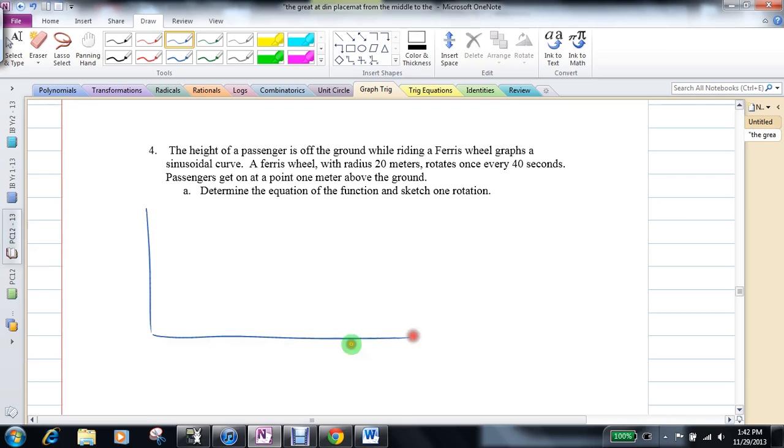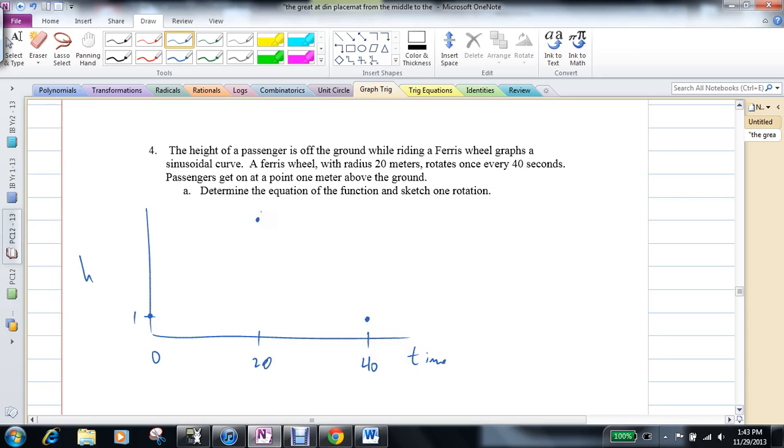So as you know, time is always independent, and time should be along the x-axis, and height should be along the vertical axis, because my height depends on my time. Now it says that the passenger gets on at a point 1 meter above the ground. So at time 0, I should be at a height of 1 meter. It rotates once every 40 seconds, so at 40 seconds, I should be back at the height of 1 meter. In which case, at 20 seconds, I should be at a maximum height.